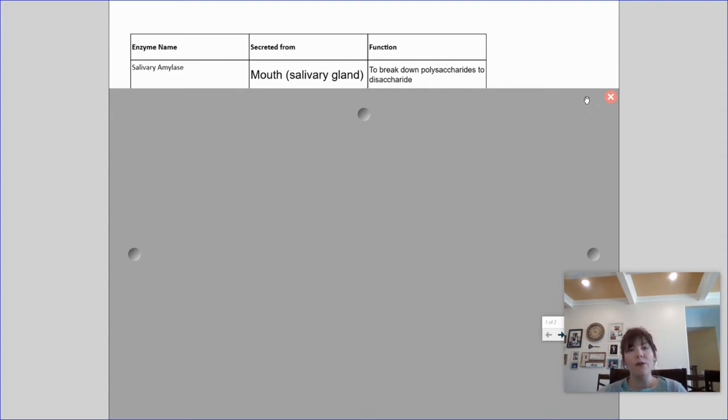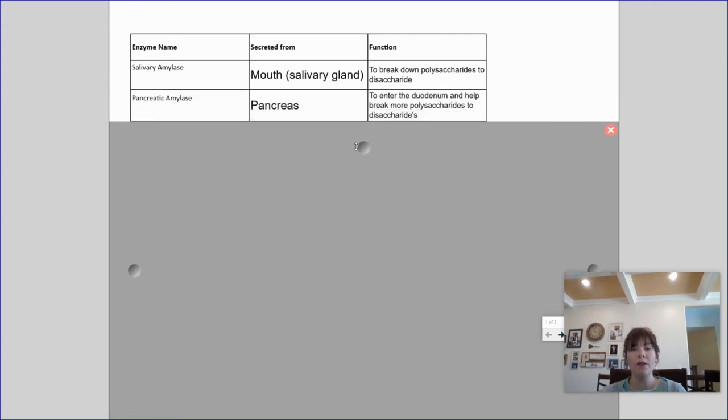Now, that carb is going to travel from your mouth to your stomach where nothing is going to happen other than just mechanical digestion. And then it's going to enter into your small intestine. When it enters into your small intestine, after it's been released from your stomach, the pancreas releases something called pancreatic amylase. Pancreatic amylase is super important. Why? Because it has to continue that digestion of the polysaccharides to the disaccharides. Why? Because if you think about how long you actually chew your food, it's not very long. So your mouth doesn't get the full effect of breaking down those polysaccharides. It needs more time. So pancreatic amylase comes from the pancreas into the duodenum and helps continue that process.